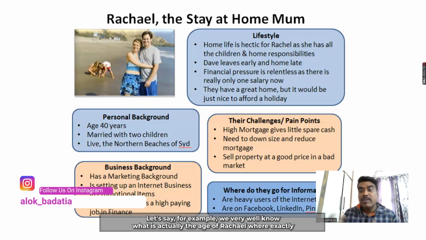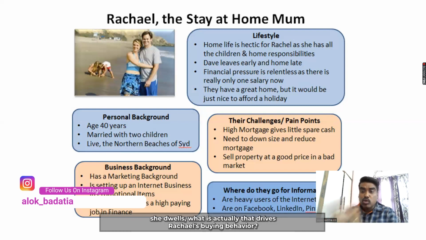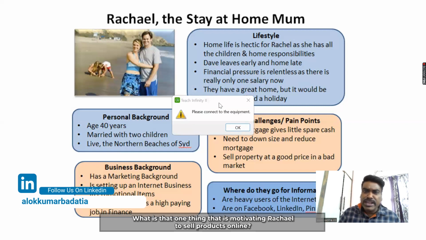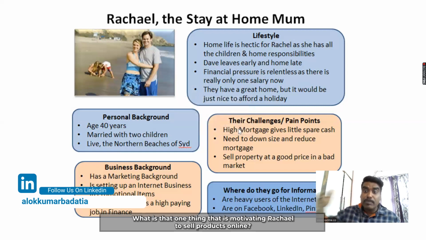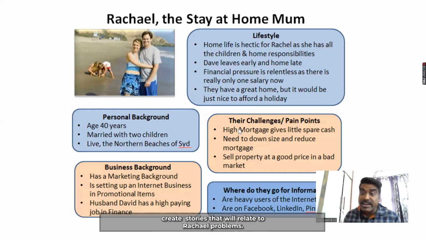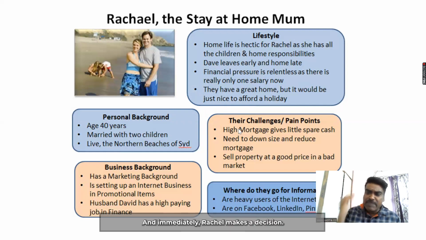Let's say, for example, we know very well the age of Rachel, where exactly she dwells, and what drives Rachel's buying behavior. What is that one thing that is motivating Rachel to sell products online? If you know all this, then we can create messages and stories that relate to Rachel's problems, and immediately Rachel makes a decision, right? So this is absolutely a buyer's avatar.